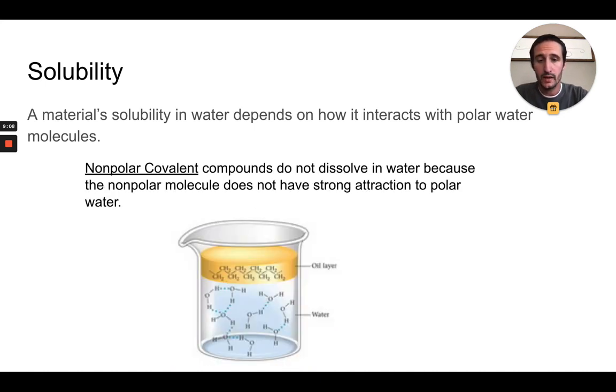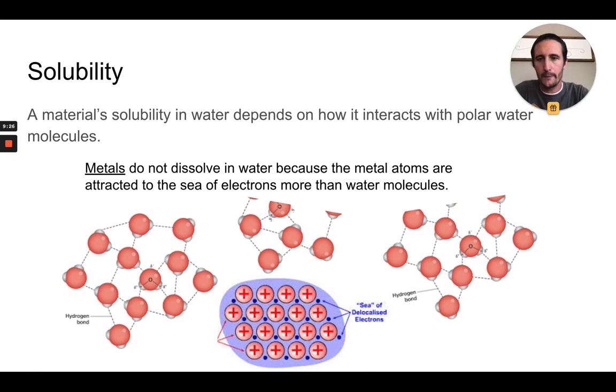Nonpolar covalent compounds do not dissolve in water because the nonpolar molecules don't have a strong attraction to polar water molecules. So oil and water, a classic example, don't mix because oil is nonpolar. Metals also do not dissolve in water because the metal atoms are attracted to the sea of electrons much more so than they are attracted to water molecules. So metals do not dissolve in water.